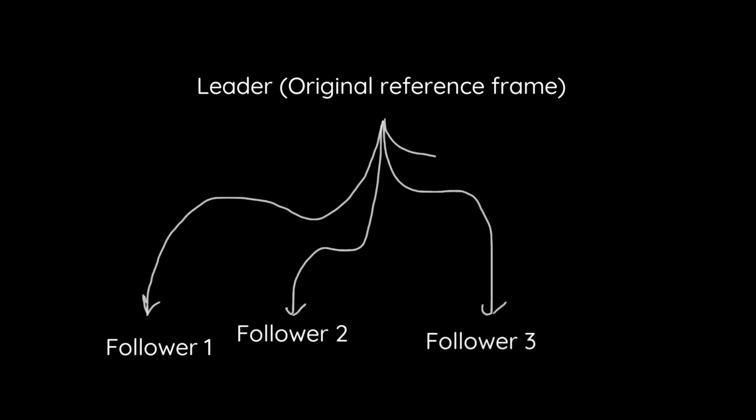So they are trying to get to the leader reference frame. This gives us the advantage of only needing each follower to find its own transformation to that reference frame. So it makes it a lot simpler in some ways. And then if there is any sort of problem, we still have one foundational truth.